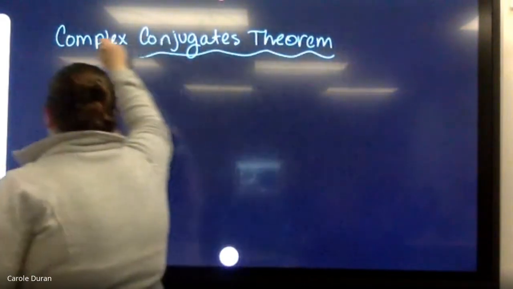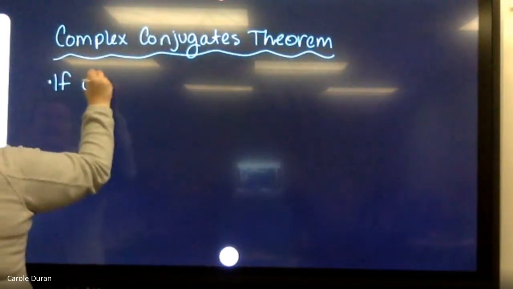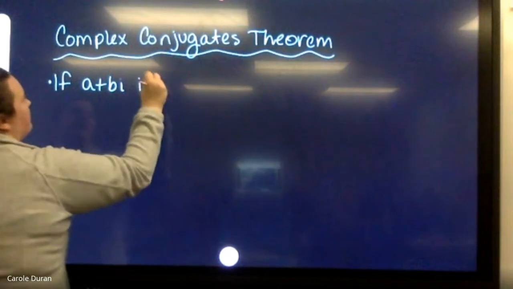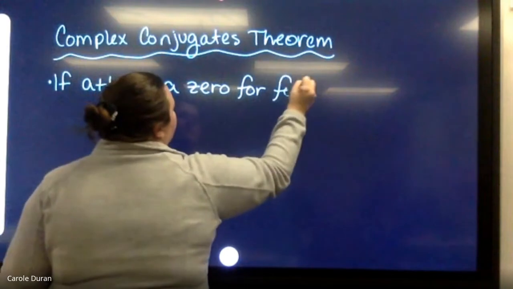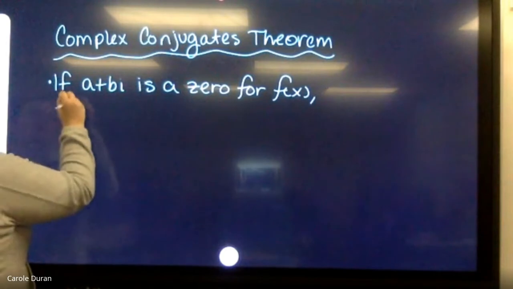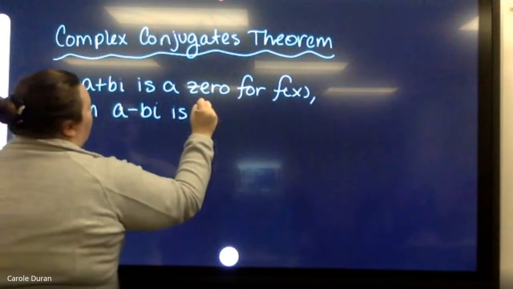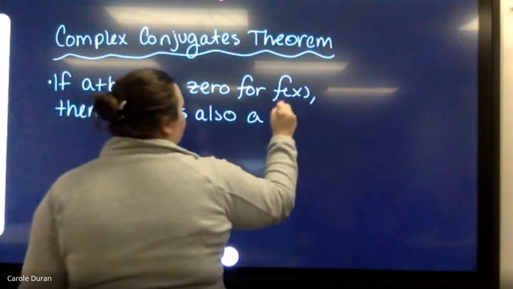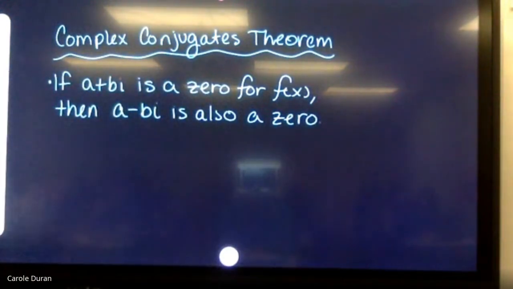So the complex conjugates theorem tells me that if the complex number a plus bi is a 0 for my polynomial, then its conjugate is also a 0. By conjugate, I mean the same a and b value with the opposite sign in the middle. So we're going to use this to start with the roots of a polynomial and build up what it looks like in its expanded form.